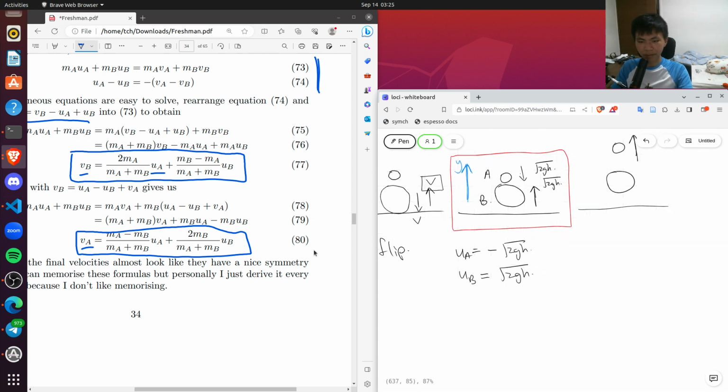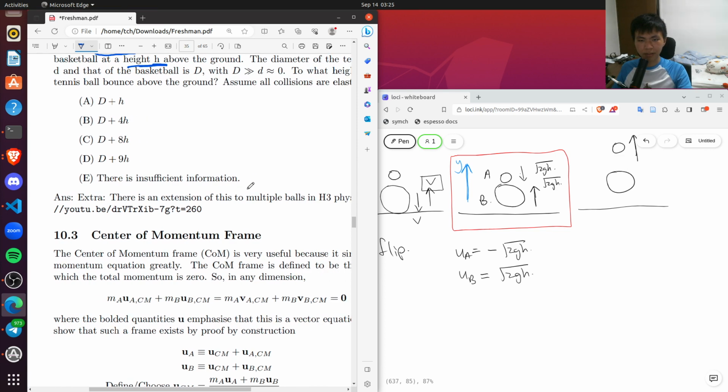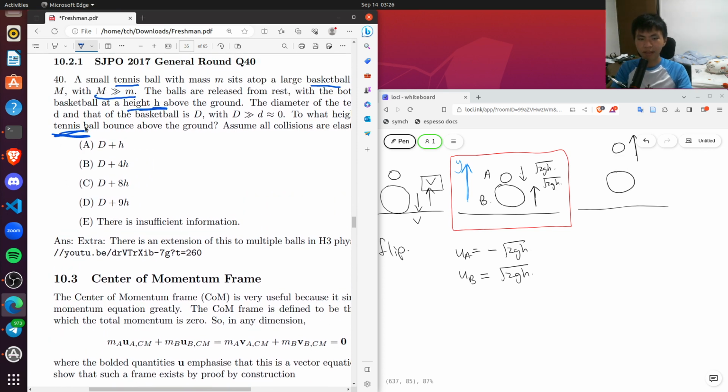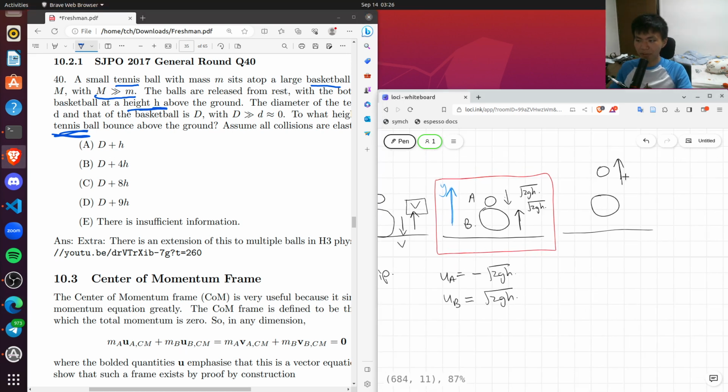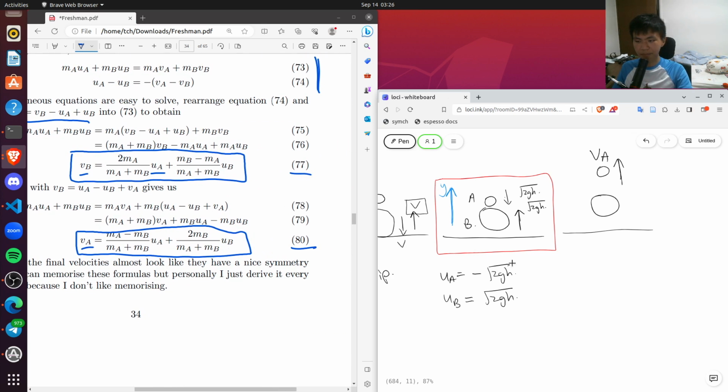By applying the formula, we have two choices: whether we find the final velocity of B, or the final velocity of A. In this case, we only care about how high the tennis ball bounces. I see the question only asks, sorry, we only care about how high the tennis ball bounces. We do not really care about the final velocity of the basketball. So in this case, we're more concerned with VA, right? So we'll use equation 80 instead of equation 77. If we're concerned with the basketball's final velocity, then we'll use equation 77.